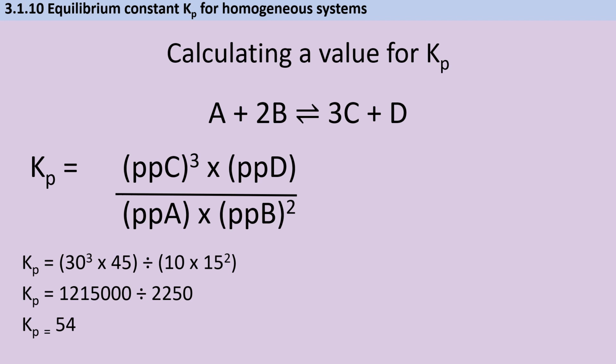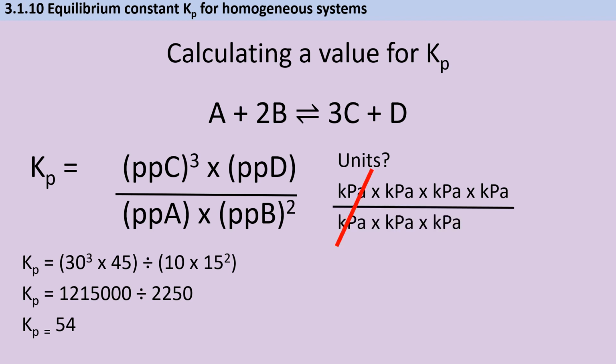Like Kc, there isn't one set unit for Kp, and we need to look at the units that we've been given and the different numbers of moles on the left and right of the equation. So here we've got 4 sets of kilopascals on the top and 3 on the bottom. So once we cancel those out, we're left with an overall unit of kilopascals, but this won't always be the case.